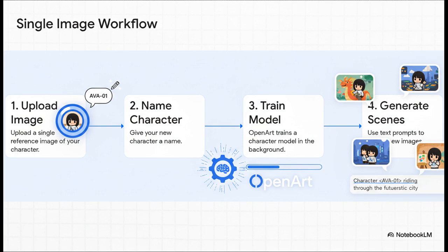It's literally 4 steps. You upload your picture, you give your character a name, you let OpenArt do its thing and train the model, and that's it.